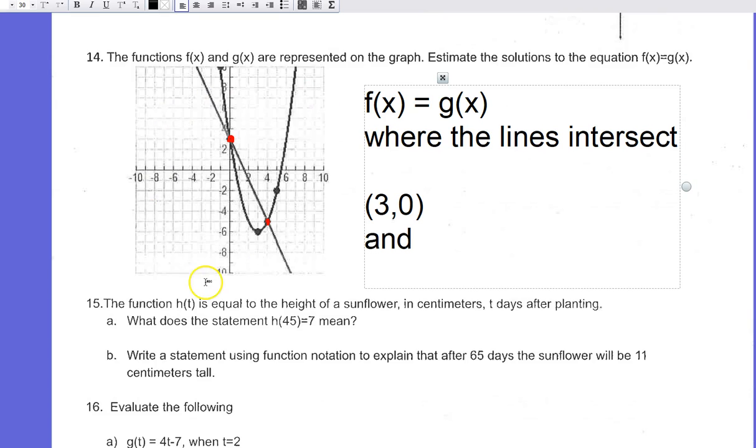And what's this other one over here? Not 5, -5. 4, -5. So the two solutions are 3, 0 right there and 4, -5 right there. That's where the two lines intersect.